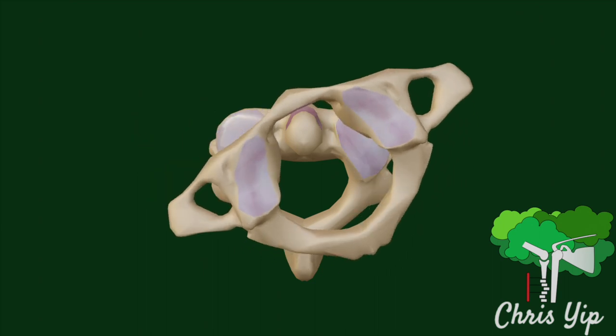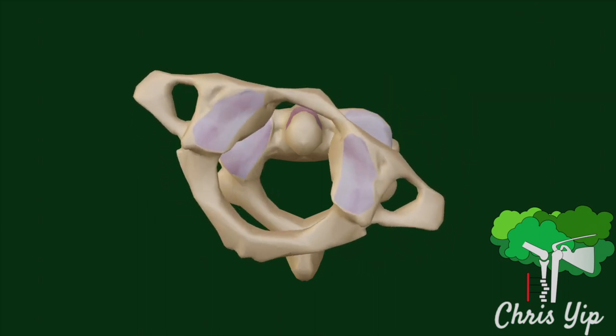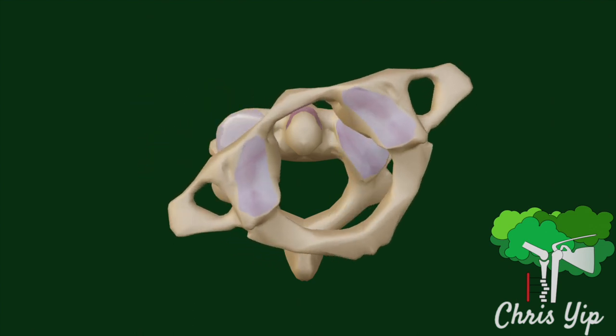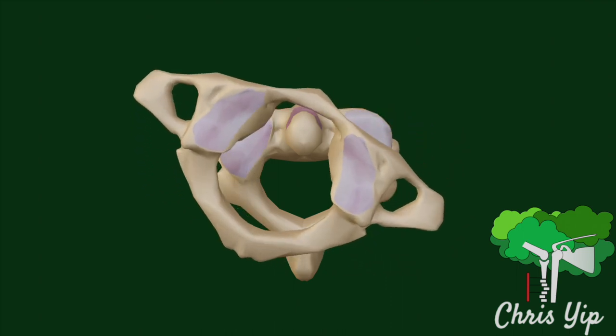During the physiological rotation of this joint, it is normal for the lateral mass of the atlas to rotate anteriorly over the axis. This joint produces an average 40 degrees of lateral rotation to each side.